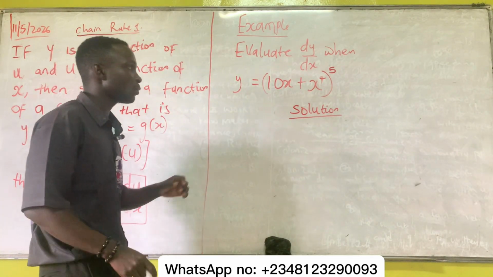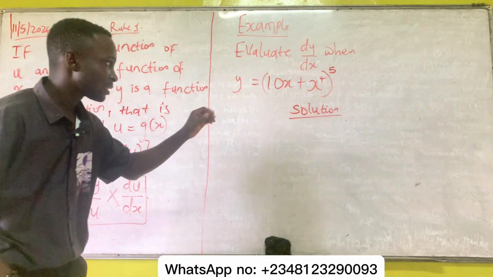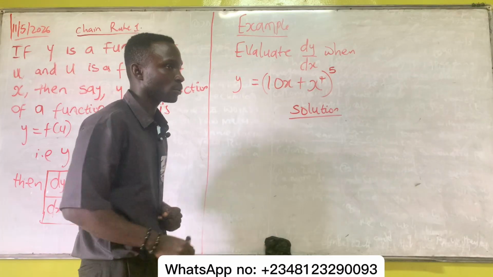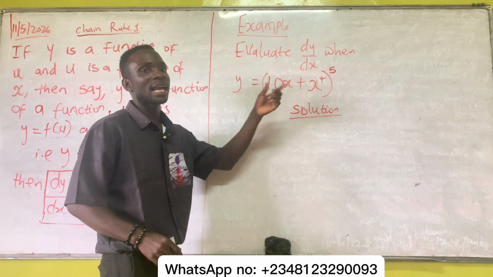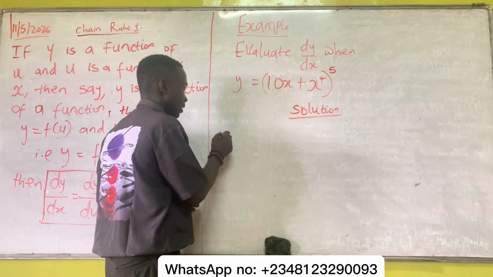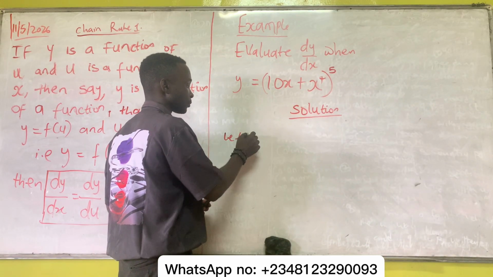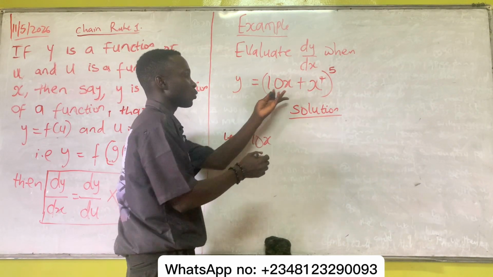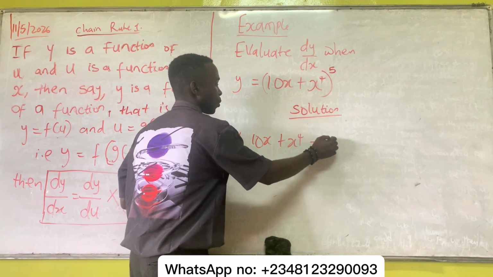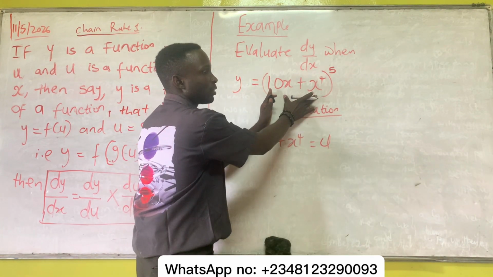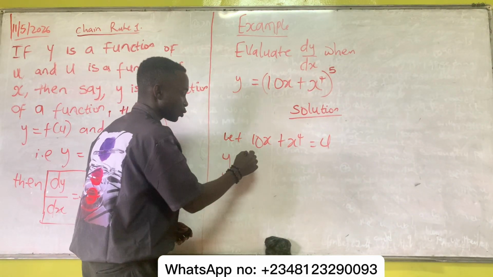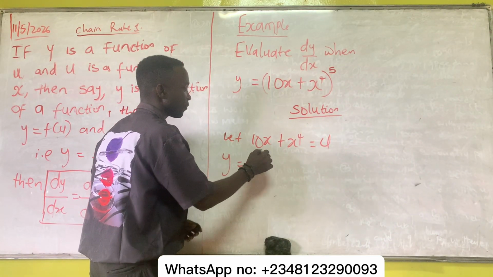In this type, how do you answer this kind of question? It's very easy. All you have to do is, let what we have inside the bracket be u. If that is the case, we can simply say, let 10x plus x to the power 4, which is what we have in the bracket, be equal to u. That means y will now be equal to u raised to the power of 5.